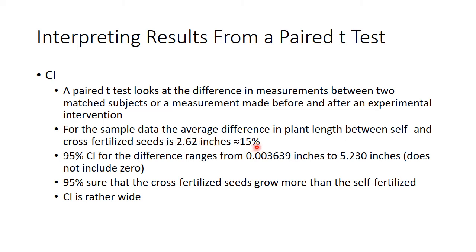Now, because we are subtracting one mean from another, we can look at the 95% confidence interval and see how it ranges from 0.003639 up to 5.23 inches. Because it does not include 0, we could conclude just from looking at the confidence interval that this is statistically significant. This is less than 0.05. It's just barely, because it just barely does not include 0, but it's there. And so we would conclude with 95% confidence that cross-fertilized plants grow larger than self-fertilized plants.